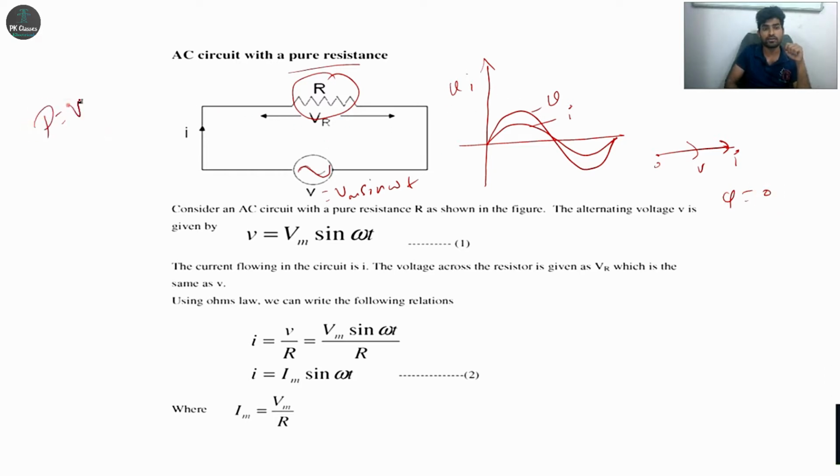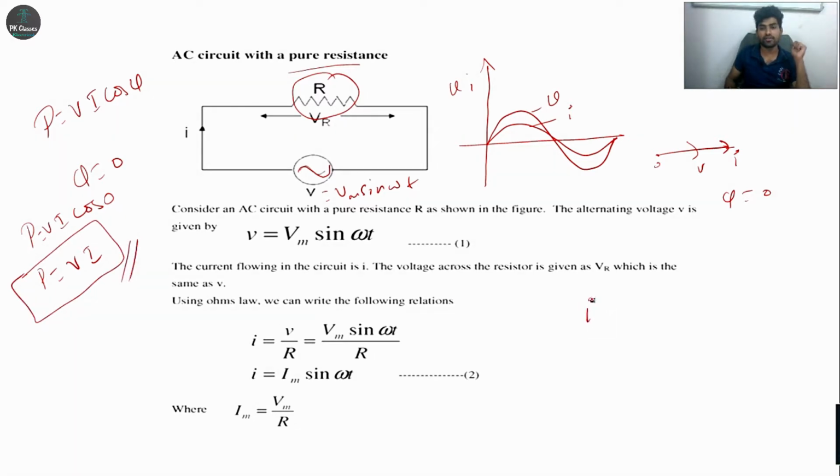So power is equal to VI cos phi. So one just hint for derivation. So phi is equal to 0, power is equal to VI cos 0. You will get power is equal to VI, right? Cos 0 is equal to 1. So we are going to derive this equation.